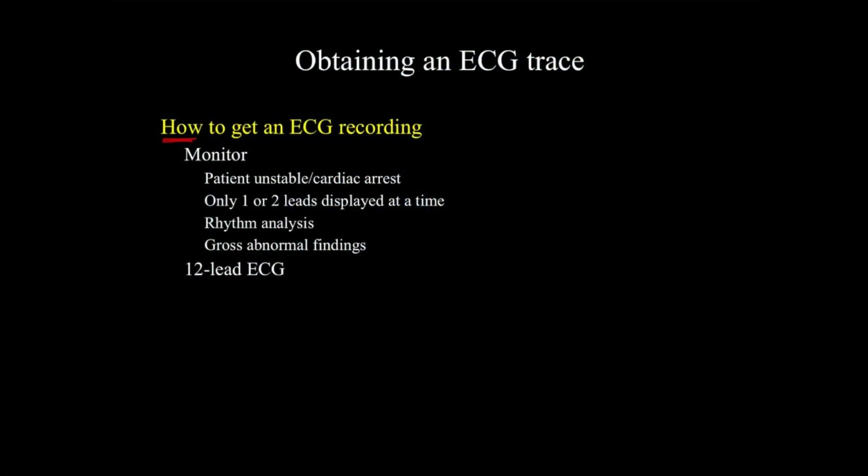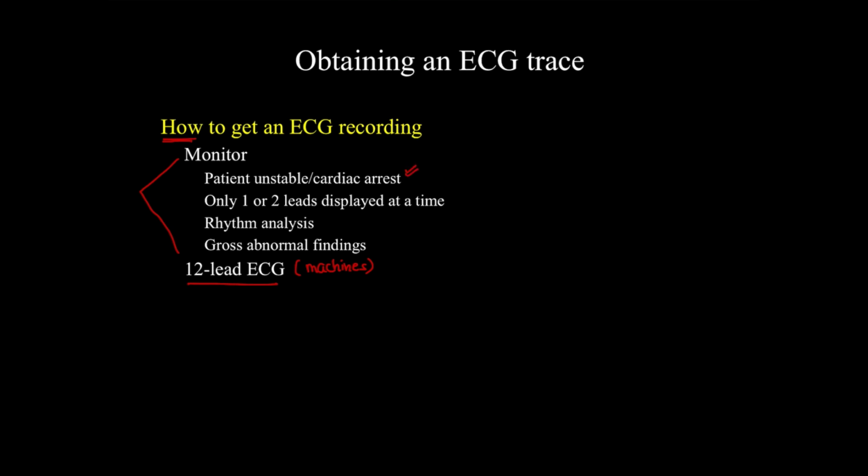So how can you get an ECG recording? Either you can connect the patient on chest leads on the monitor, or you can get a 12 lead ECG via an ECG machine. These are the two ways of getting the ECG trace.